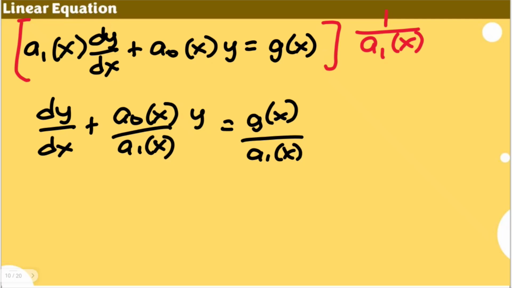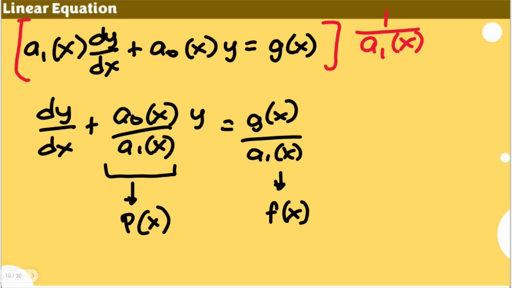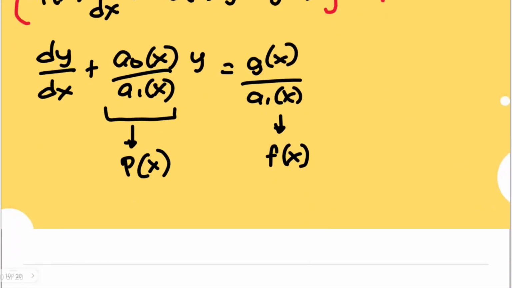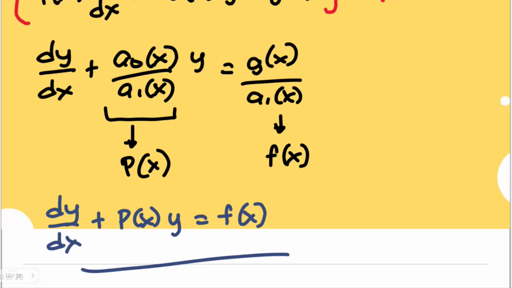Now, if we're going to let this be equal to a certain p of x, and let this be equal to f of x, we'll have this final form of our linear equation: the first order derivative of y with respect to x plus p of x times y is equal to f of x. This is the standard form of a linear equation.